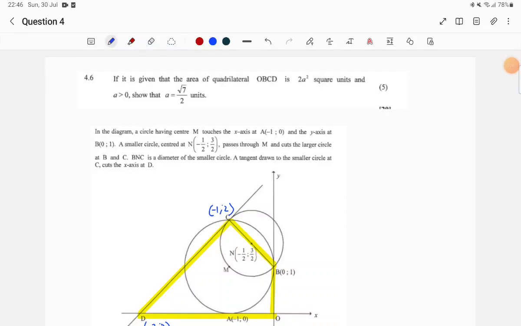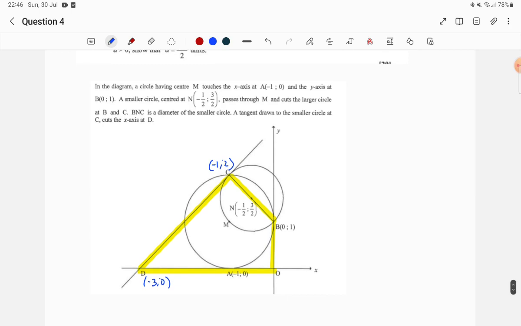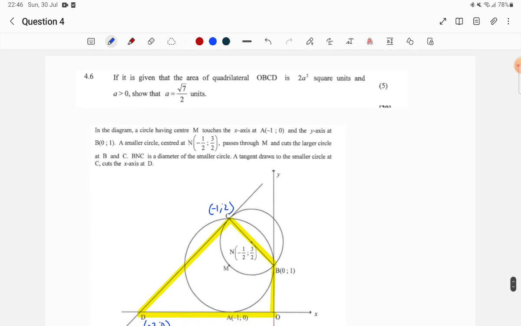Question 4.6. If it is given that the area of a quadrilateral OBCD, which is the shape that is highlighted in the diagram below, OBCD, and that area is 2a squared square units and a is greater than 0, show that a is equal to root 7 over 2 units.